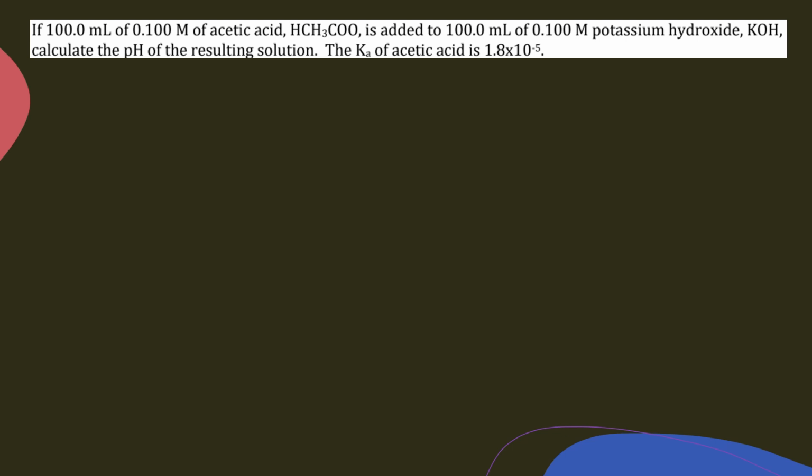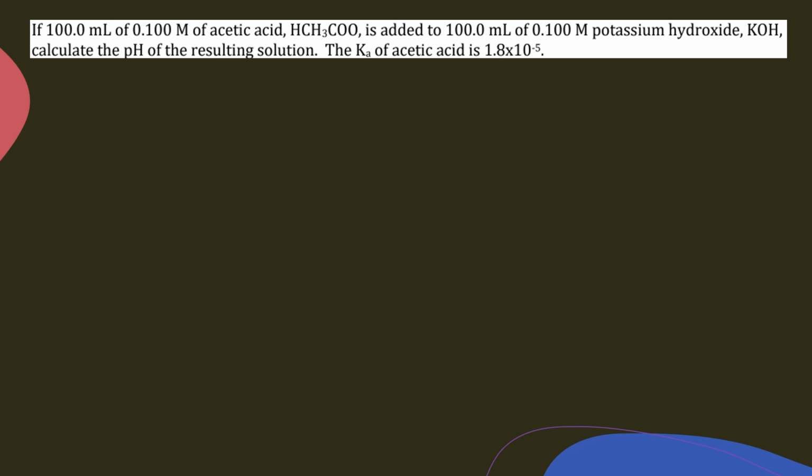Sorry, I forgot to do it a couple of slides ago. Okay, so if 100 mL of 0.100 molar acetic acid is added to 100 mL of 0.100 molar potassium hydroxide, calculate the pH. You're given the Ka of acetic acid, and it's 1.8 times 10 to the negative 5.